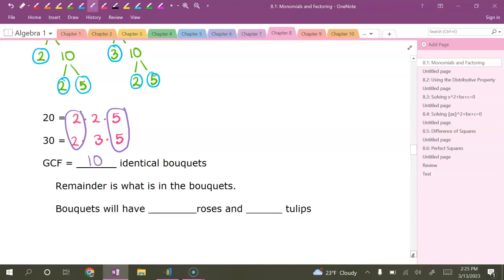So to find that, you take the amount of flowers, like the different types that you started with, and you divide by the GCF because that's the common number of bouquets that we're going to make. So we're making 10 bouquets. Now up above they said that we had 20 roses, so I would take 20 divided by 10, which would mean 2 roses are going to go in each bouquet. And then do the same thing with the tulips, and for the tulips we had 30 of those, so take 30 divided by 10, and so each bouquet is going to get 3 tulips. So 2 roses and 3 tulips.